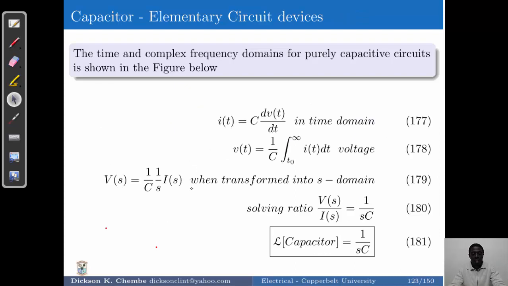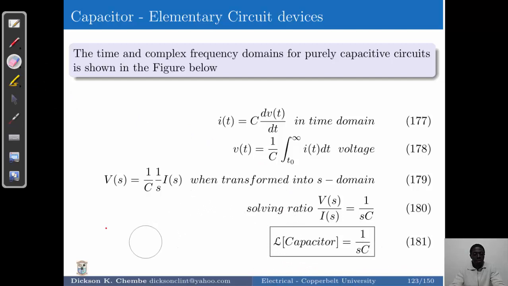Sorry for that. And therefore, when we compare the ratio V(s) over I(s), it is equal to 1 over sC, and therefore the Laplace conversion of the capacitor is equal to 1 over sC, and that is what we adopt.